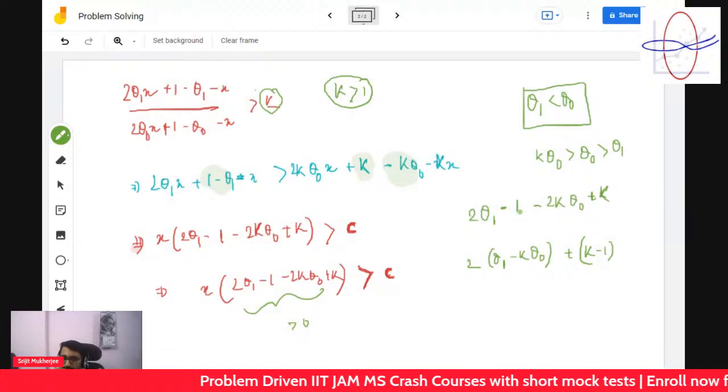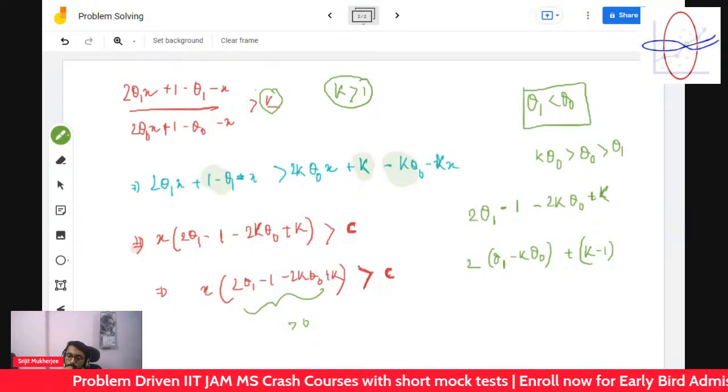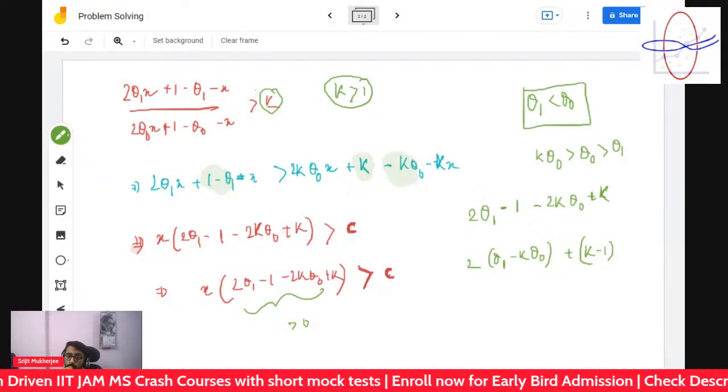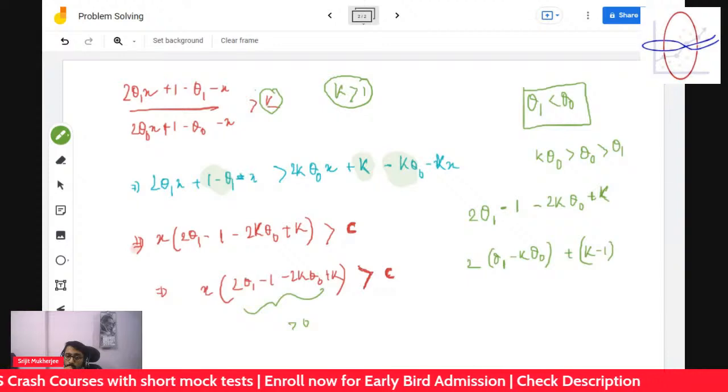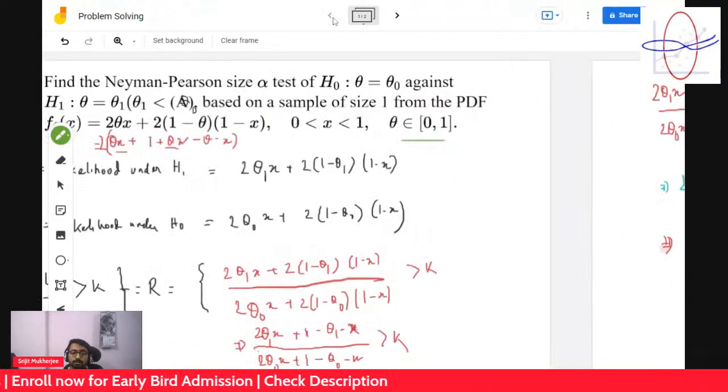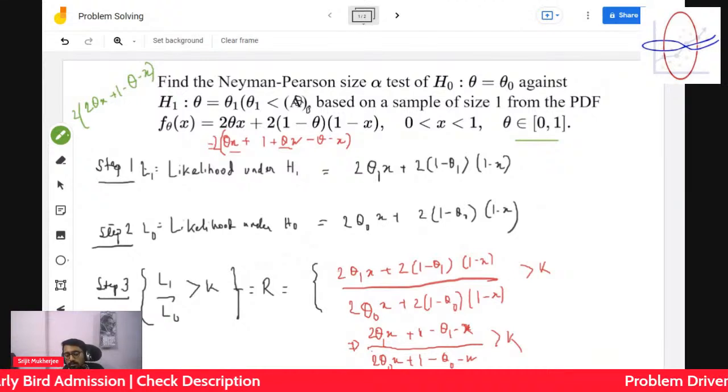I'm not getting you. Can you come again? No, theta is given between 0 and 1, so like both theta 1 and theta naught, we have the bounds now, so there is no problem, I think. No, I mean, yeah, see, why I'm telling you this.